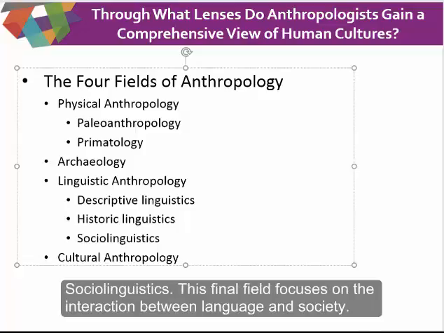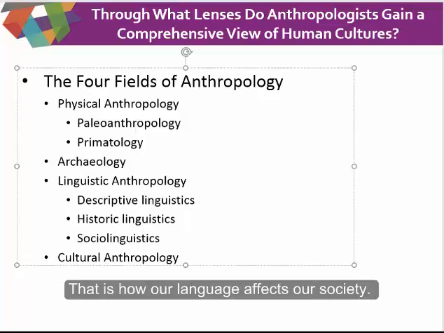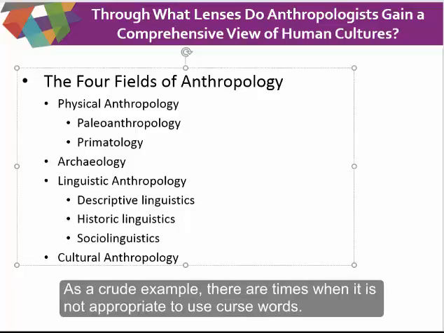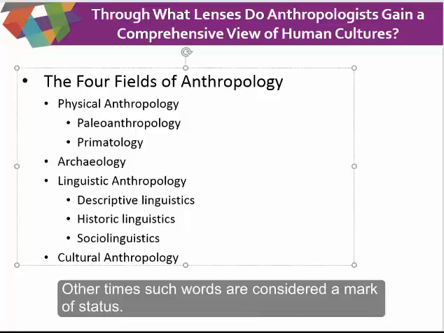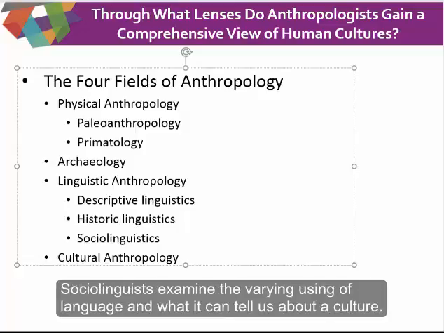Sociolinguistics. This final field focuses on the interaction between language and society, that is, how our language affects our society, and how our society affects our language. As a crude example, there are times when it's not appropriate to use curse words. Other times, such words are considered a mark of status. Sociolinguistics examines the varying use of language and what it can tell us about our culture.